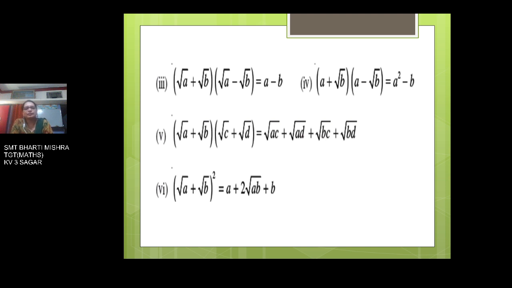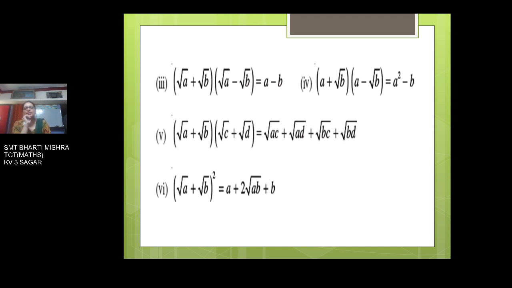And in place of B we are having square root of B into square root of B, that comes to be B. So (A plus B) into (A minus B) is A square minus B square, whereas when you are using the radical sign, then (square root of A plus square root of B) into (square root of A minus square root of B) is equal to A minus B.